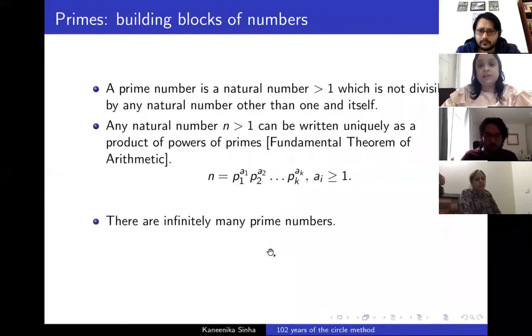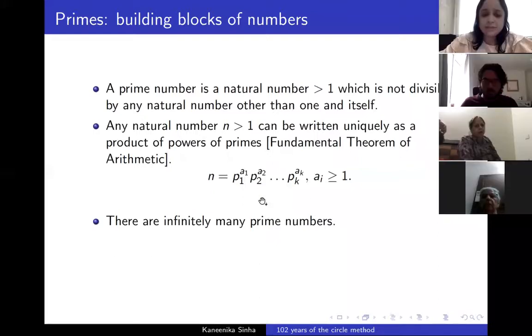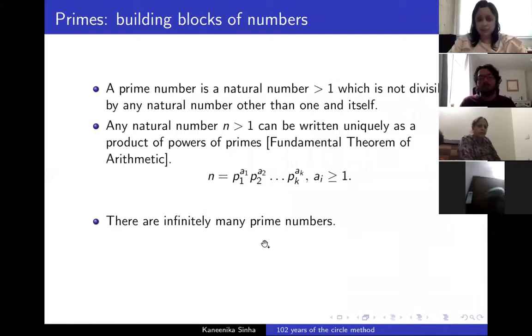Okay, so now the question is: is it possible to express any natural number n, however large, as a product of a bounded number of primes? Let's say I take any 100 primes and I take very, very high powers. Would these 100 primes be multiplicatively sufficient to build all the natural numbers? And immediately you see that this is not possible.